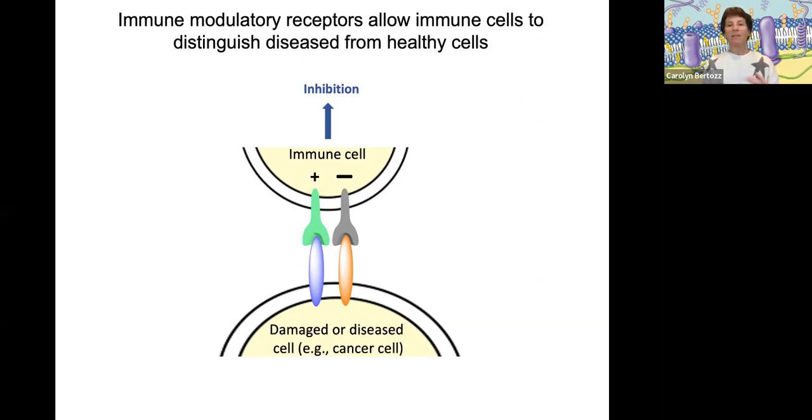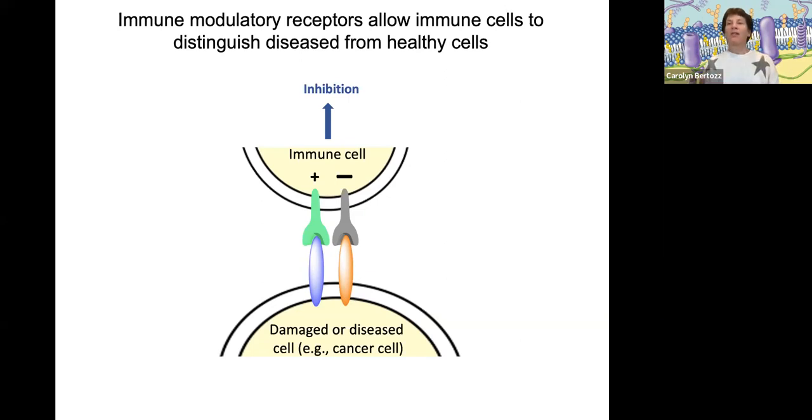And it's the balance between the inhibitory signals and the activating signals that allows the immune cell to try to make a good decision. So as you might imagine, a cancer cell might, just through natural selection, arise at a phenotype where it is presenting ligands to these inhibitory signals. And that would be an advantageous phenotype for the cancer cell.